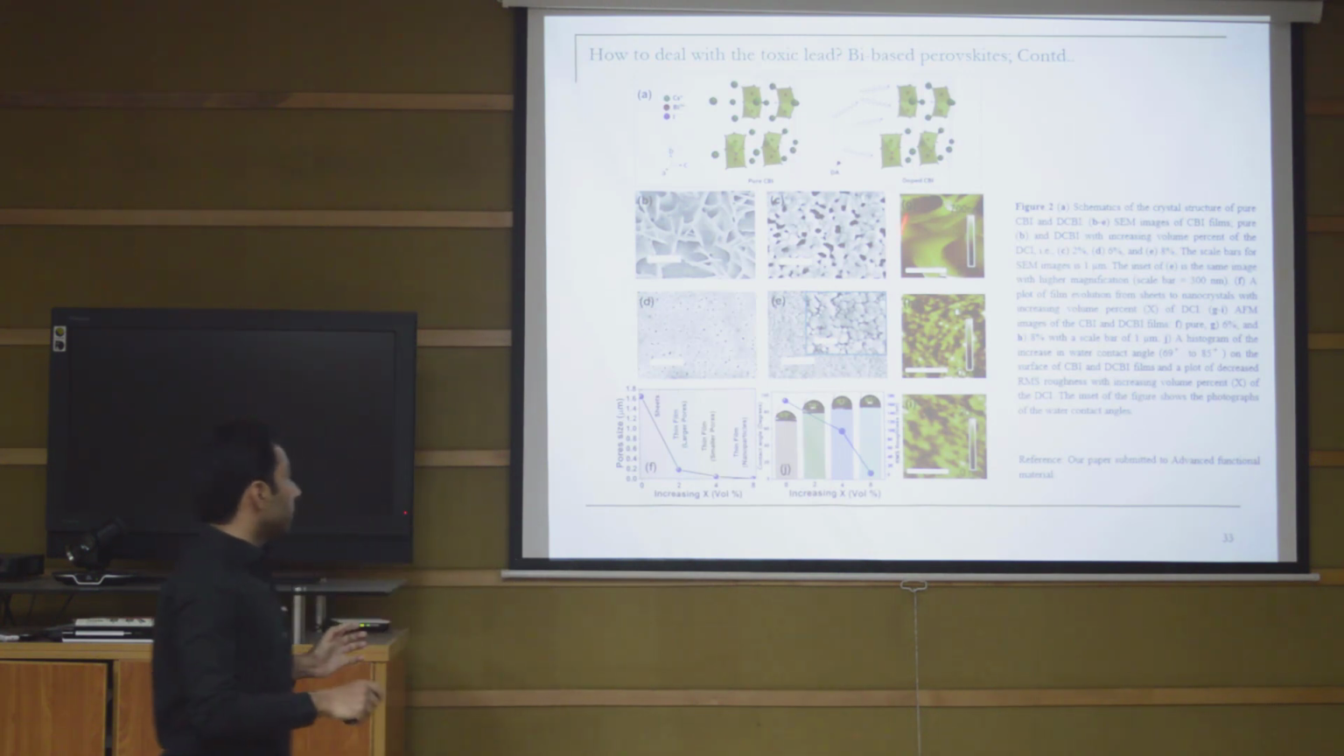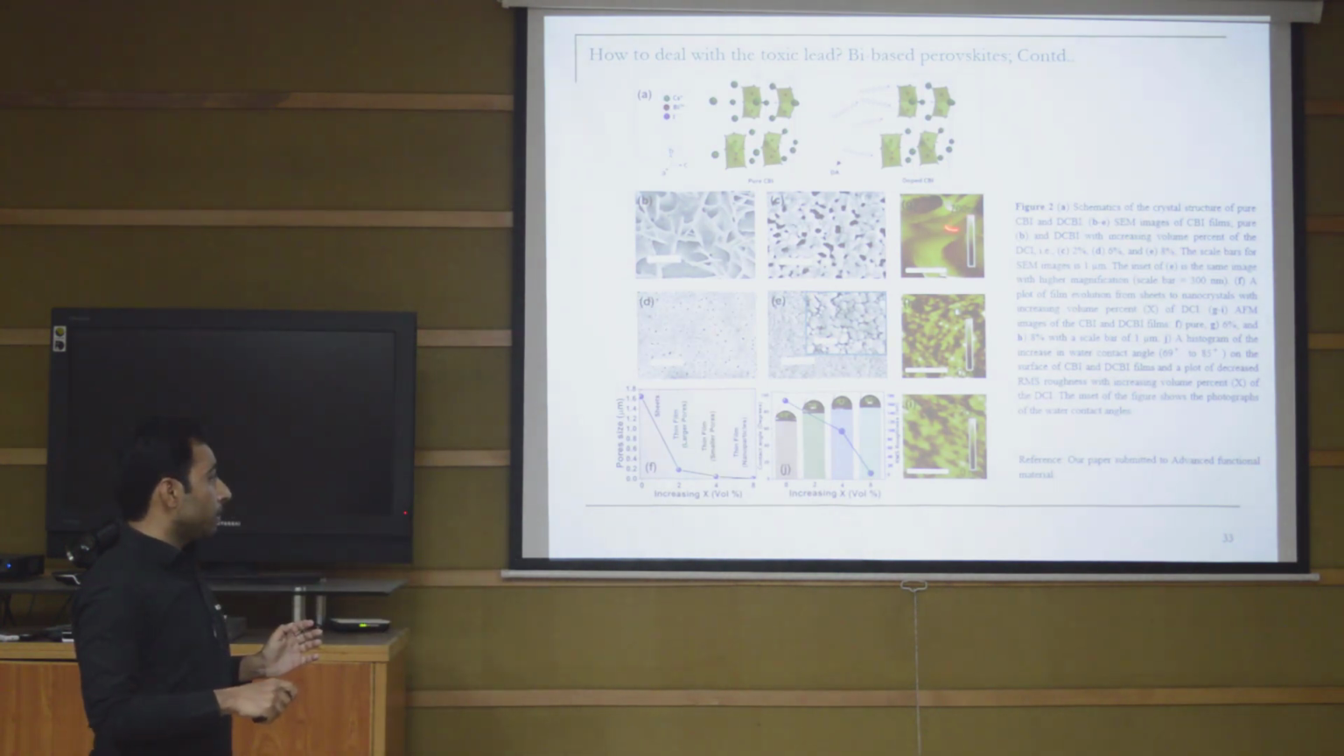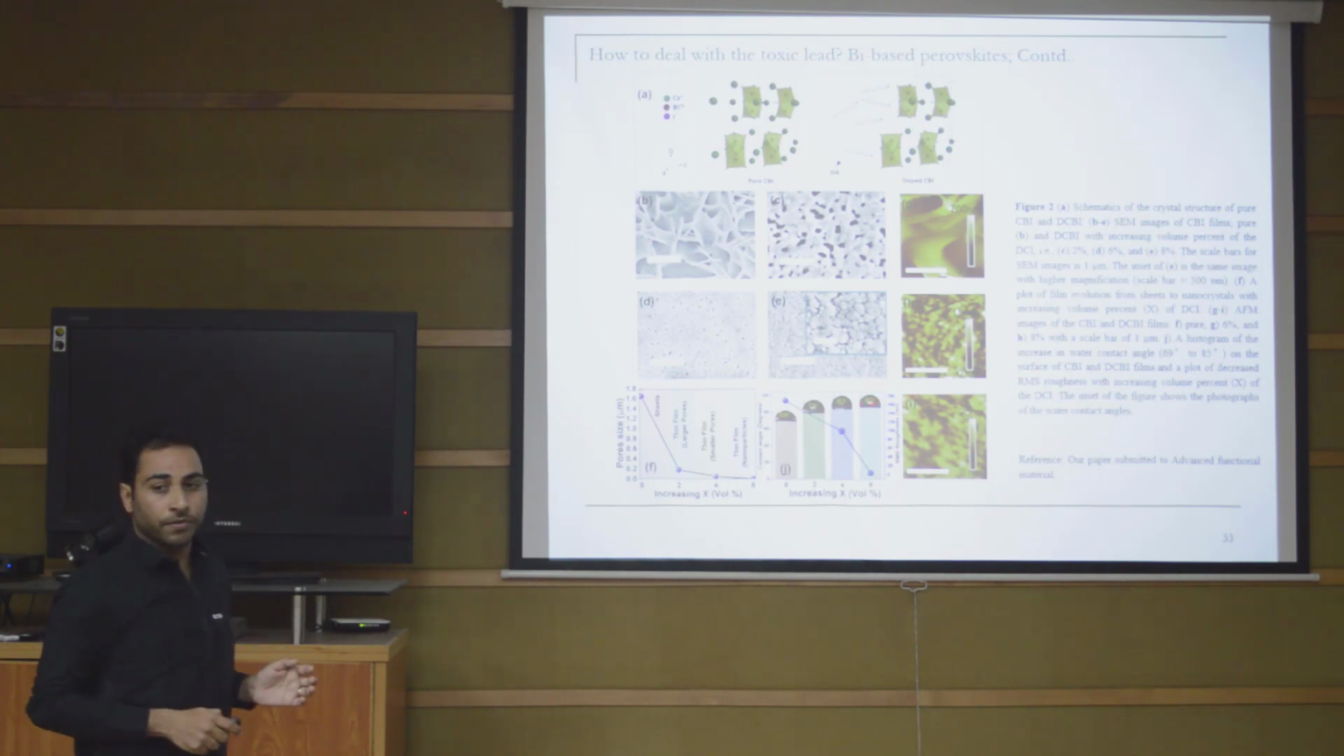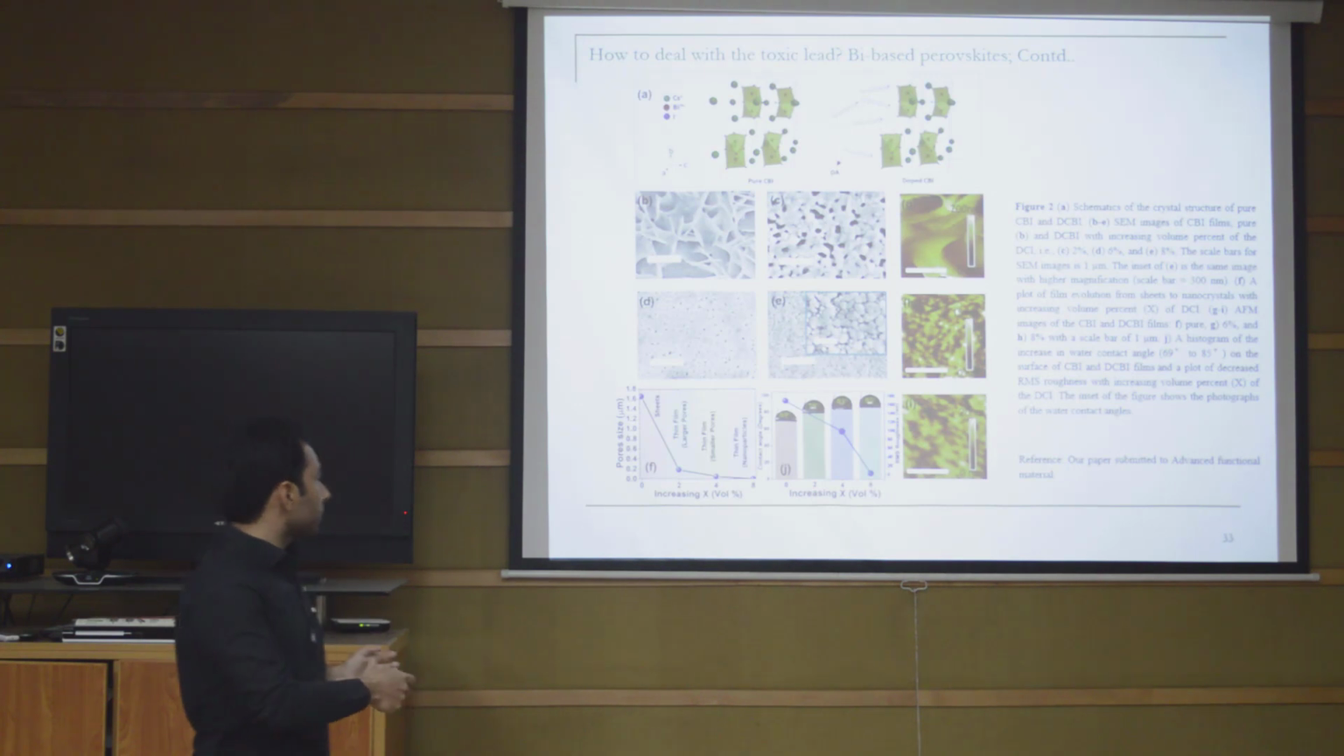And you can see here the surface roughness of the film is also decreased, and this is the evolution of the film. You can see here it converted from sheets to nanoparticles, and you can also see the contact angle is increasing, which means the porosity of the film is decreasing.